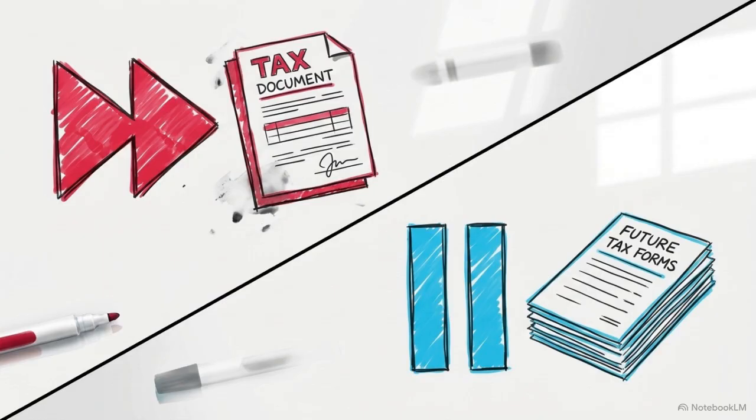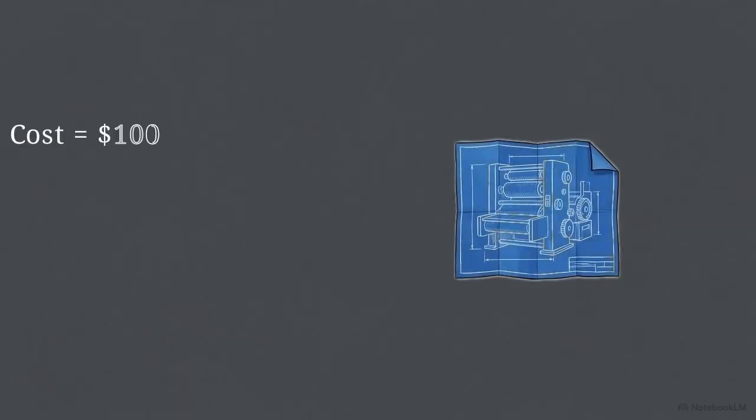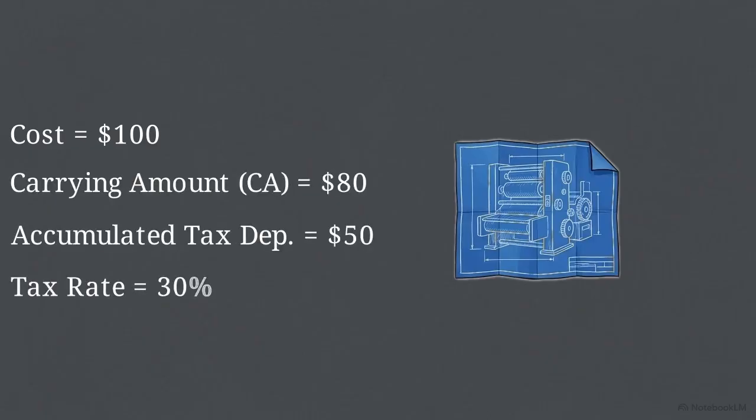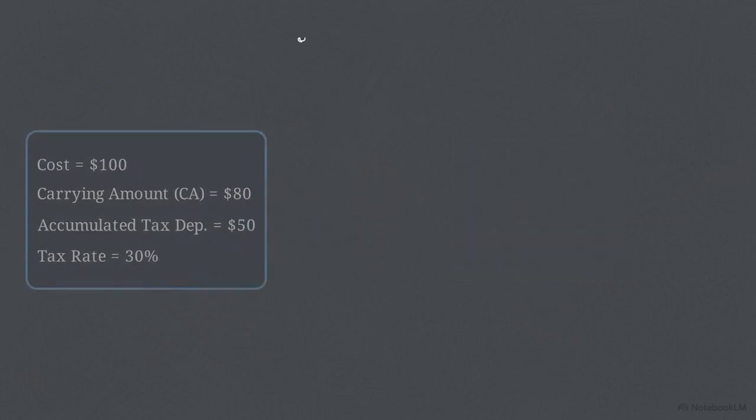IAS 12 is centered on these timing differences. Accelerating your deductions results in future liabilities, while delaying them results in future tax assets. Now let's test your understanding. A machine costs $100. The carrying amount is $80. Accumulated tax depreciation is $50, and the tax rate is 30%. Does this create a deferred tax asset or liability, and for exactly how much?